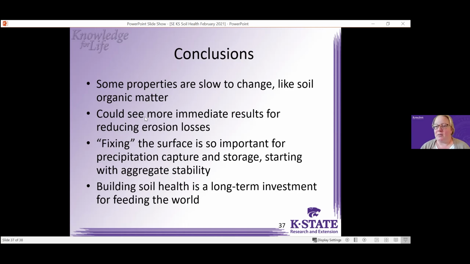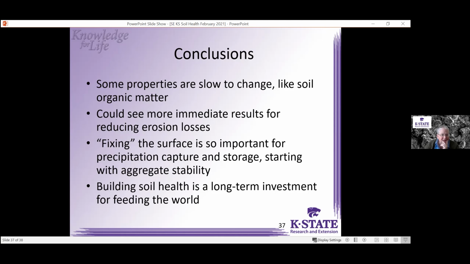Immediately stopping or reducing erosion is really important, and fixing that surface. I've said a couple times about how the depth, that we only changed the surface. We didn't change below that. But the surface is everything. If the surface is not right, if the surface is crusted over and water can't get in, it's sort of game over. You have to have the surface right, and that's so important. So with that, I'll take any questions.